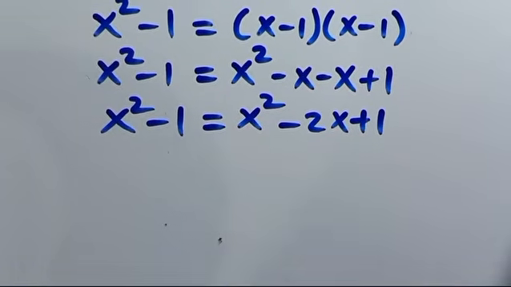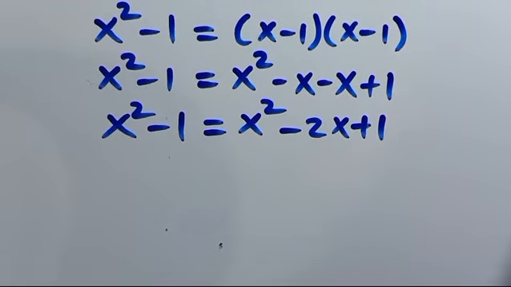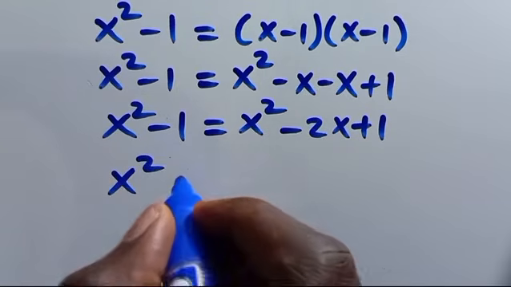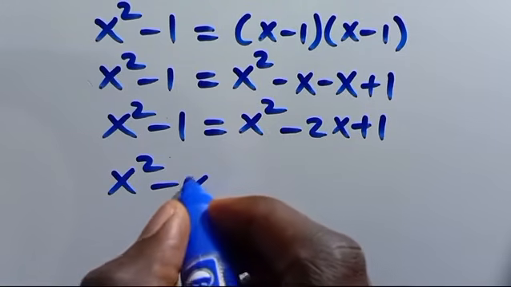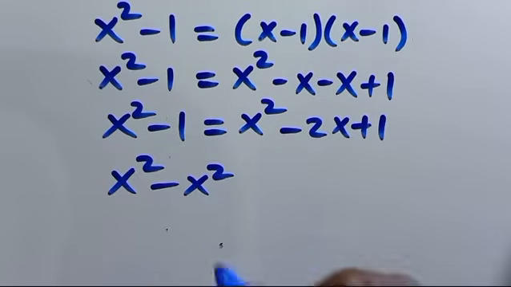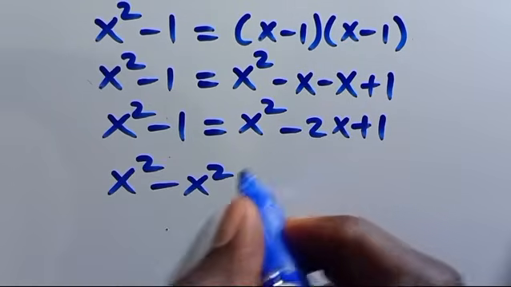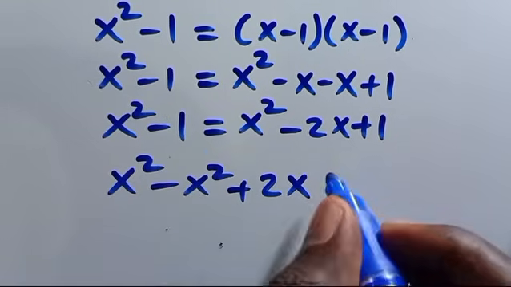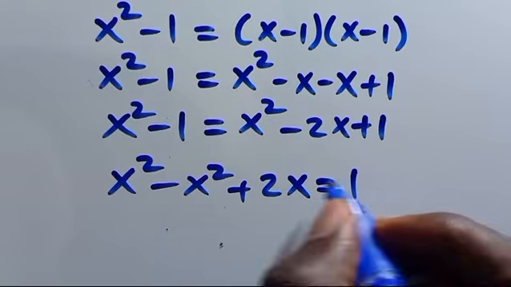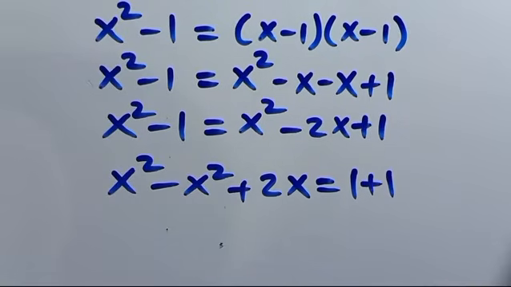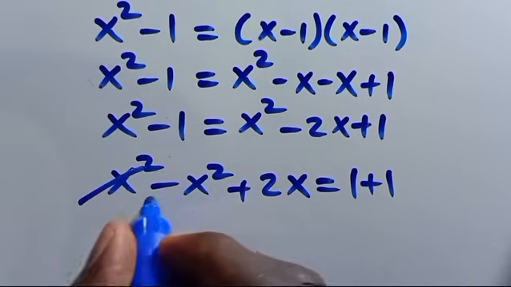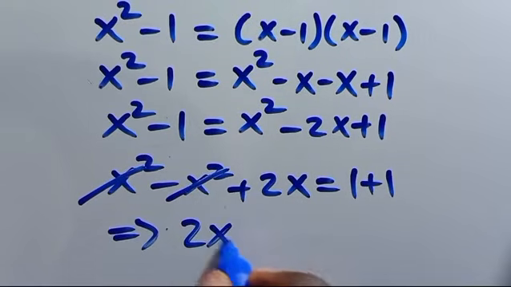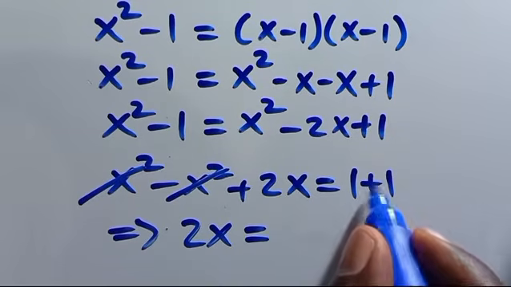So from here, let's rearrange this expression and see what will happen. We have x squared, let's take this one, minus x squared, then this one, plus 2x, then this one, we already have 1 here, plus 1. So from here, x squared will cancel x squared. We have 2x equals 1 plus 1 will be 2.